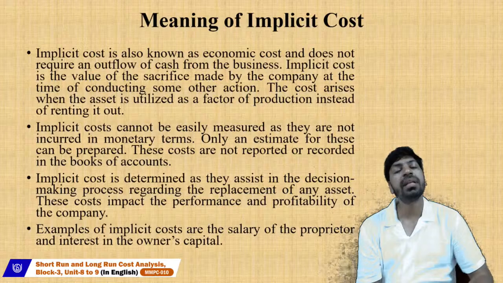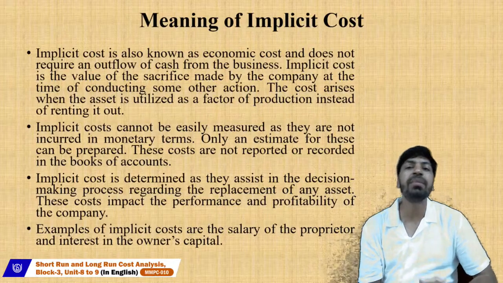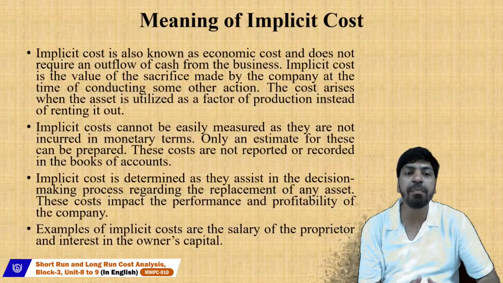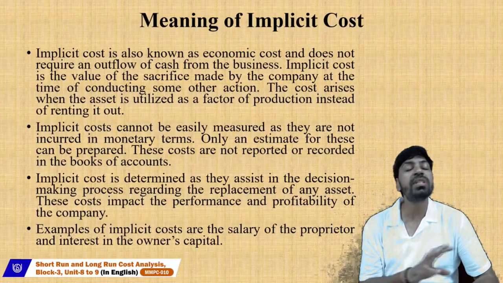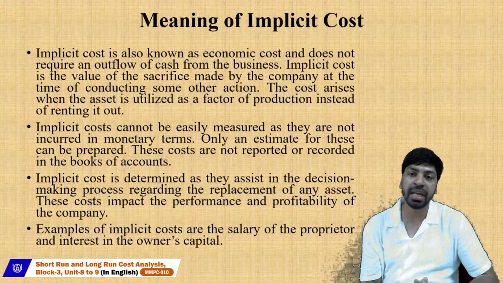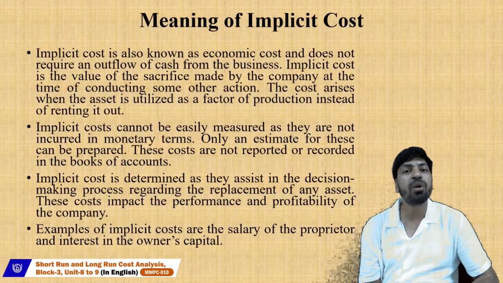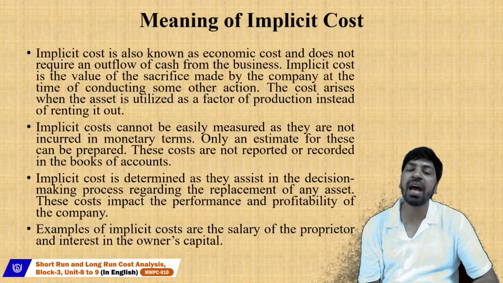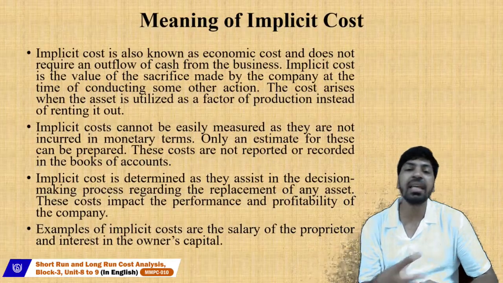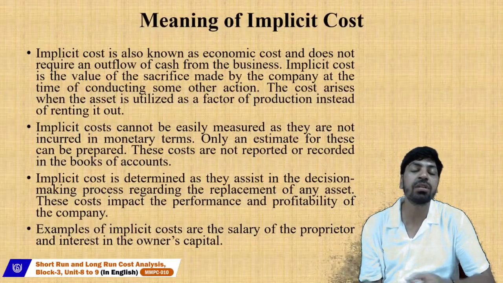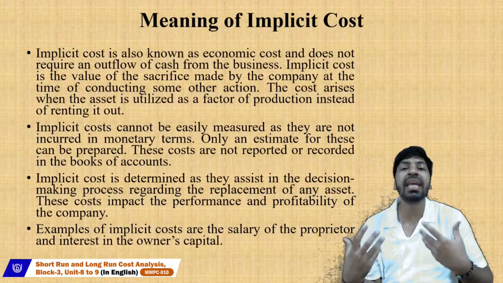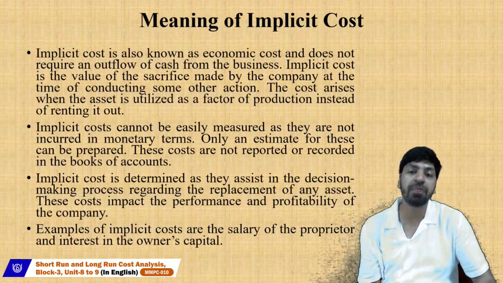The next cost is implicit cost. In other words, we can call it the economic cost, which does not deal with the outflow of cash from any particular business organization. Implicit cost is the value of sacrifice made by the company at the time of conducting some course of action or any measure taken to gain something for the business operations.